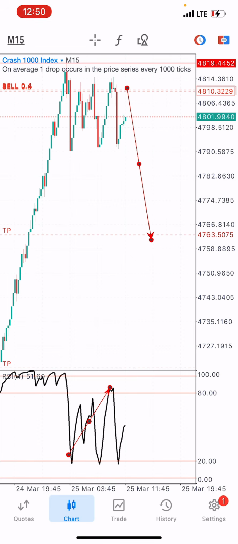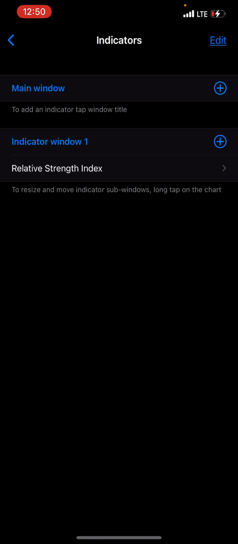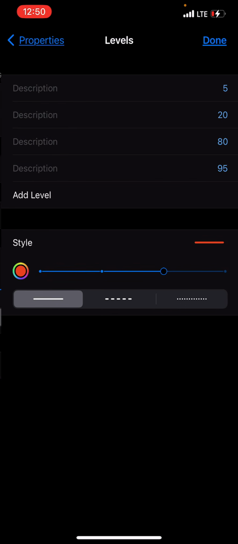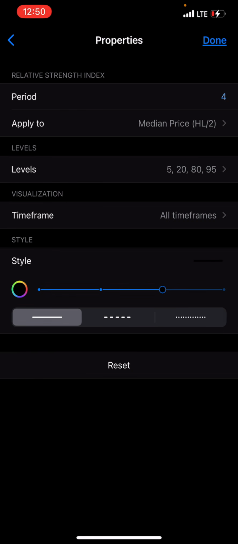So you can decide to use this indicator that will assist you to know if market has gotten to the oversold or the overbought zone. So let me show you the settings. It's pretty simple. We have the period here for applied to median price. The levels, we have level 5, 20, 80, 95. The color is red. You click on done, and here this color under style is black. You can use black or white depending on your MT5 background.